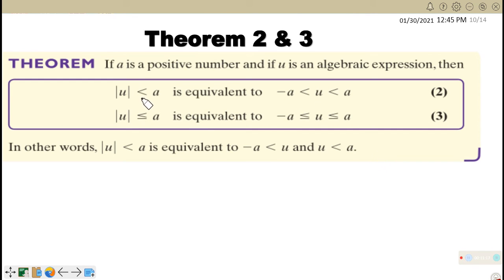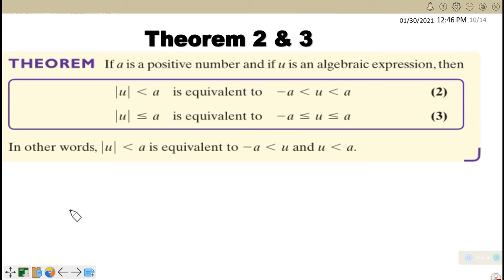So it works for strict inequality, strictly less than, and also works for less than or equal to. In other words, if absolute value of u is less than a, then u is greater than minus a and u is less than a. So you have a combined inequality whenever you have this theorem in operation. Let's see if we can get an example of this kind of inequality.